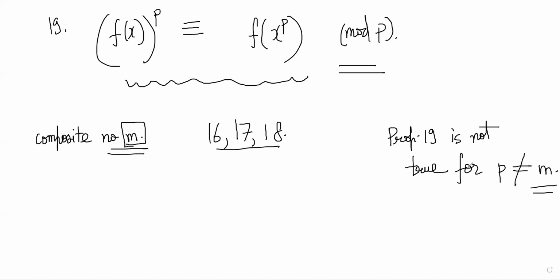You cannot replace p with m and expect property 19 to work. It cannot be a composite number. Now, the theory for this section of the course is sort of done. What I want to do now is discuss some problems. Let's look at some examples for today's session.